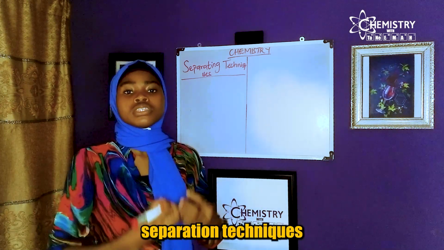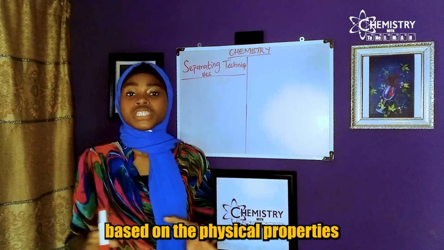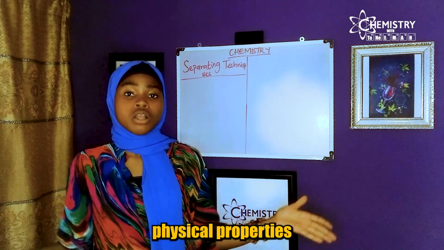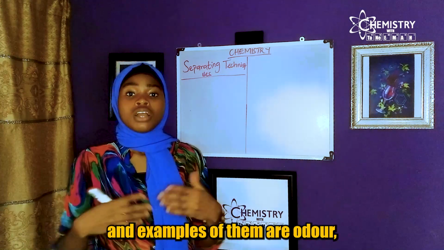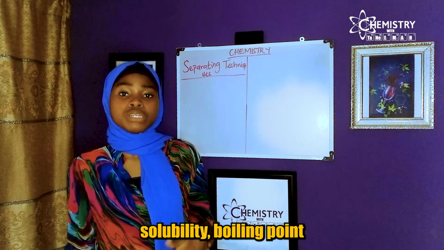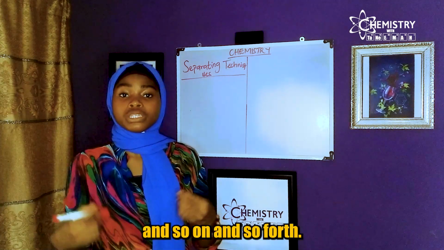Now we choose these separating techniques based on the physical properties of the individual constituents of these mixtures. We have discussed physical properties under the nature of matter, and examples of them are odor, size, color, solubility, boiling point, melting point, and so on and so forth.